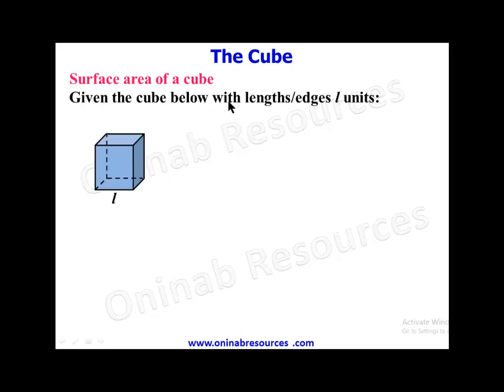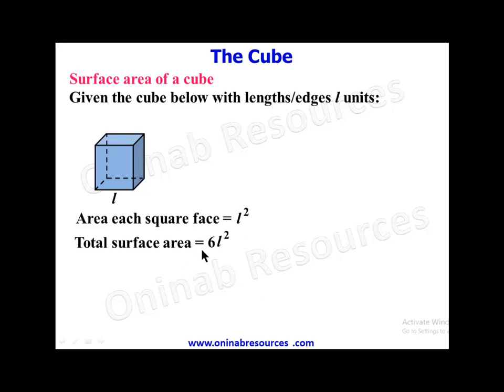Then we go to the next item, surface area of a cube. Given the cube below with length or edges L units. So this is the edge or the length and it is L units. So the area of each square face is L squared, and since we have 6 faces, therefore the total surface area will be 6L squared, and that is all.